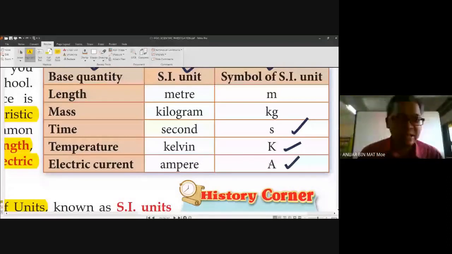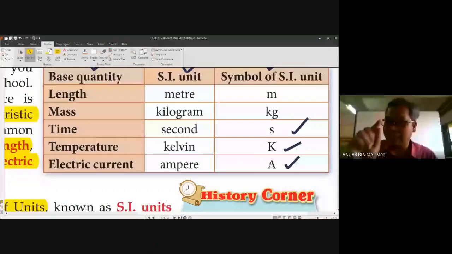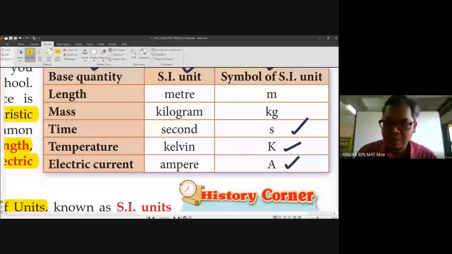Okay, do you understand about this? Why do we use the capital letter in Kelvin and ampere? Because it is to honor the scientists that discovered or researched them. Is it okay? That's why we use big K and A, because it is the name of the person. Okay, I continue.